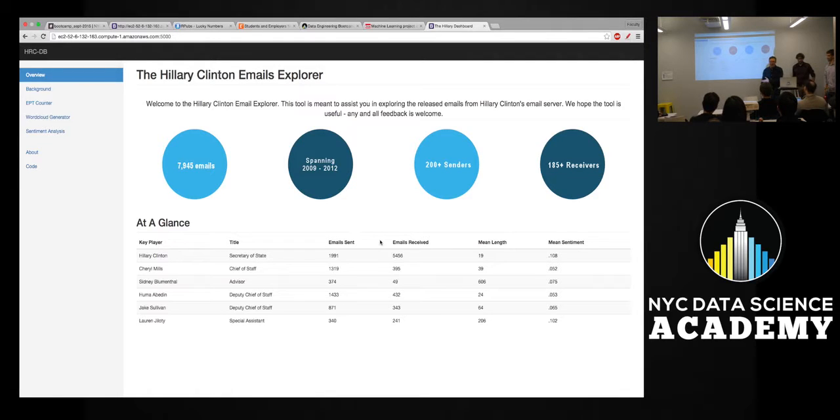Great, let's do that. So, if you've been following the news media over the last year, you know that there's been a lot of discussion about Hillary Clinton and her use of her personal email server, and whether or not that's something that violated State Department rules.